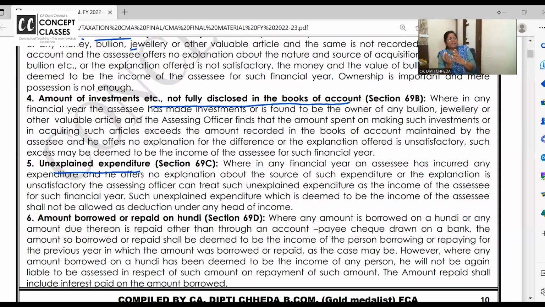If you have done the expenditure, you have earned and spent, no? If you have earned and you have not shown, it's your income which you have not disclosed. You need to pay 78% tax.